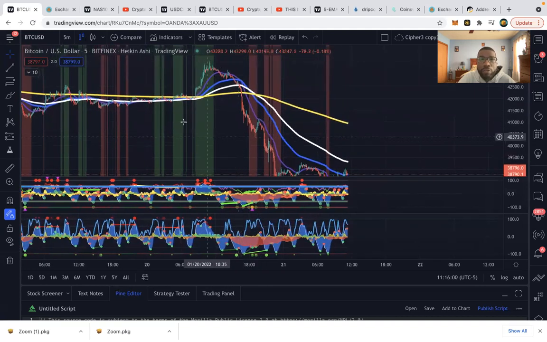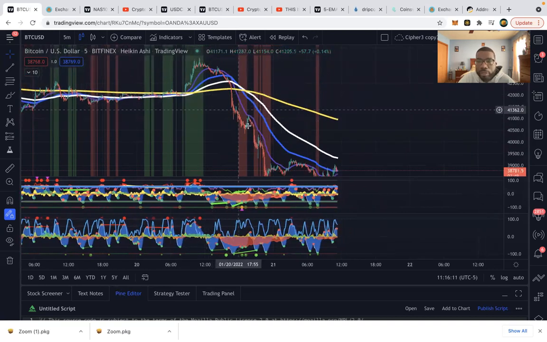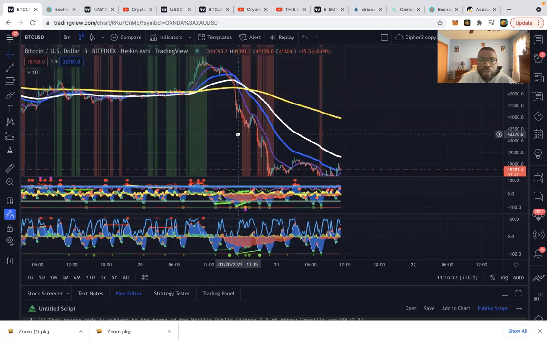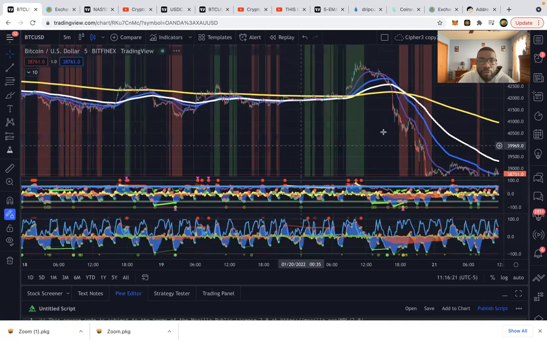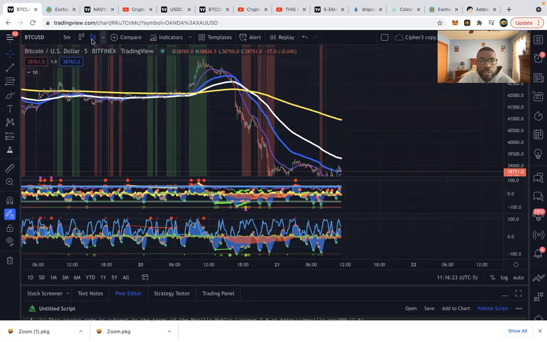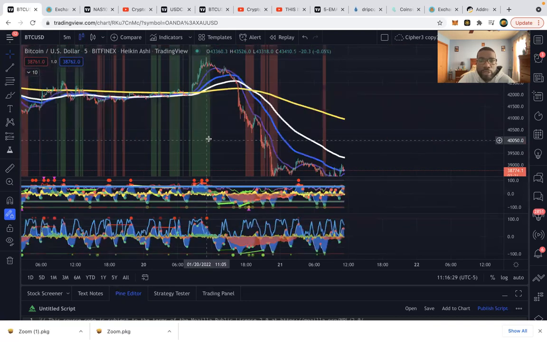Now, what's the difference? Why was this move bigger than this move, right? This still wasn't a bad move. This was a little bit over 1,000, but this move was $4,000. The difference was volume. And where is the volume? You want to go to, let me go to regular candles first. You want to use Heikin-Ashi. Heikin-Ashi shows volume pretty good.